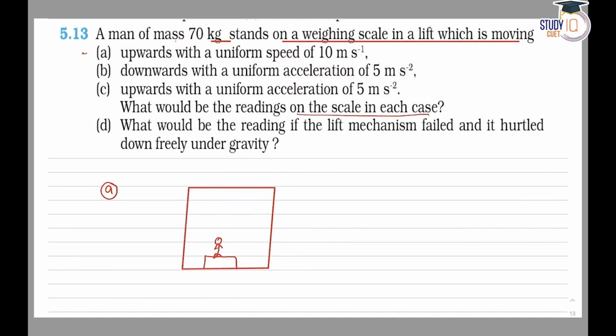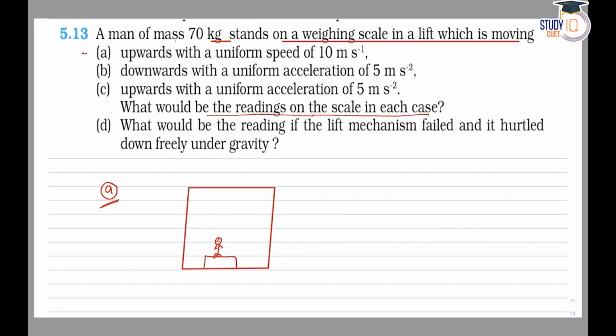In order to define the reading in each case, reading means the normal read by the weighing machine. So we have to define the reading of the weighing machine. In order to find the reading of the weighing machine, first find the normal by the weighing machine on the person, then divide it by g. So in different situations, you are supposed to find the normal between the person and the weighing machine. So coming to the first part.